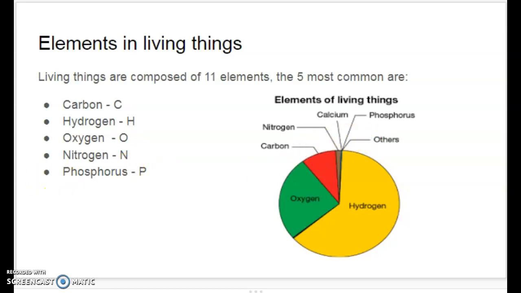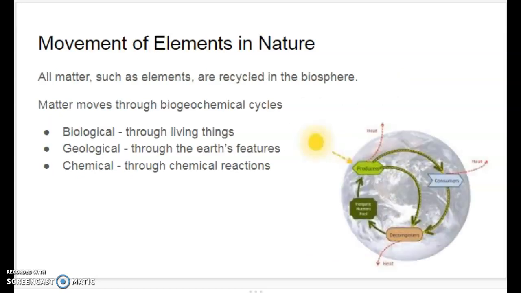Now, the biosphere, which we talked about, is the entire Earth, which has living things in it. Elements have to move, and they are never used up. They are always recycled, and we call the cycles that they move through biogeochemical cycles.